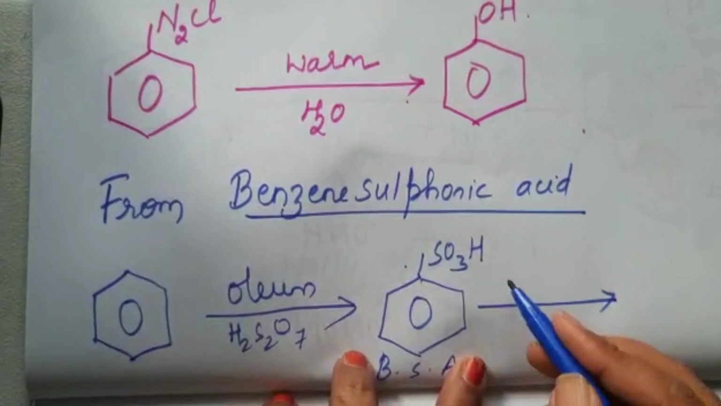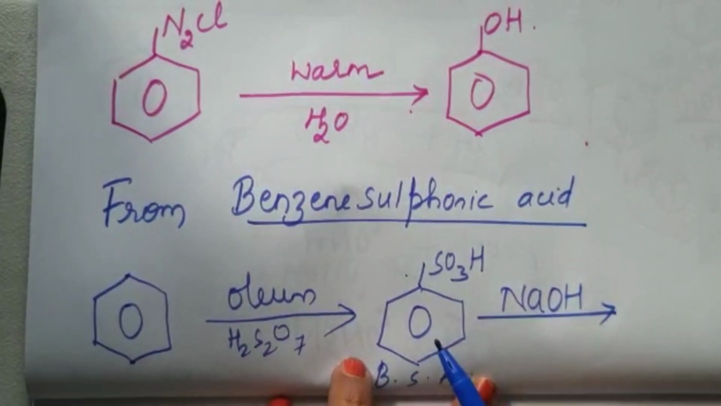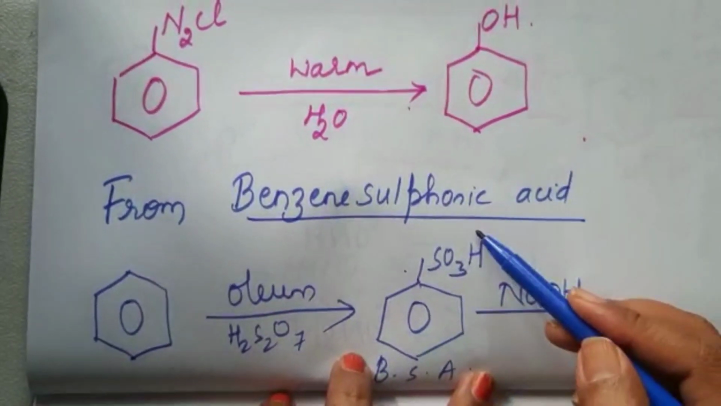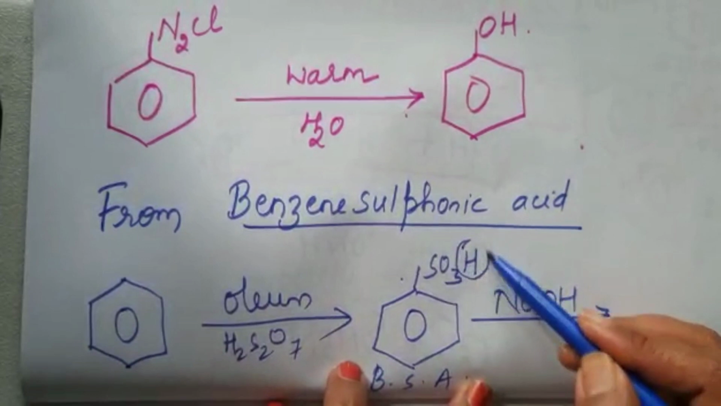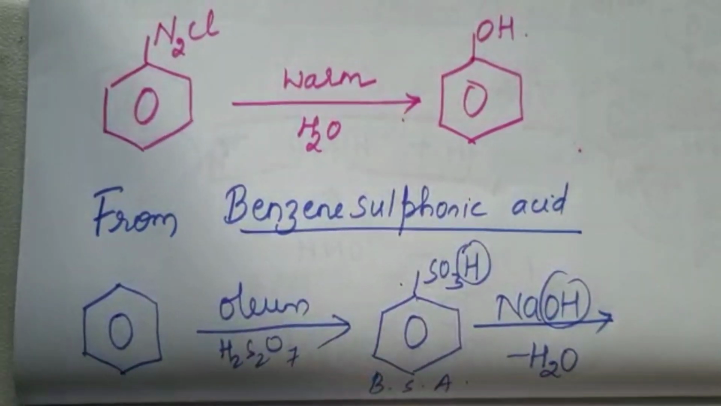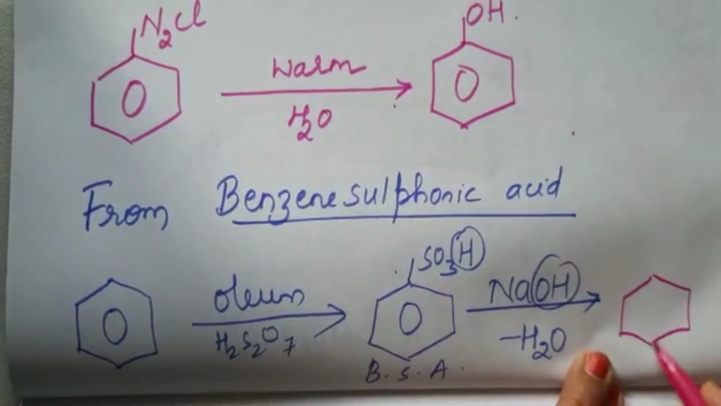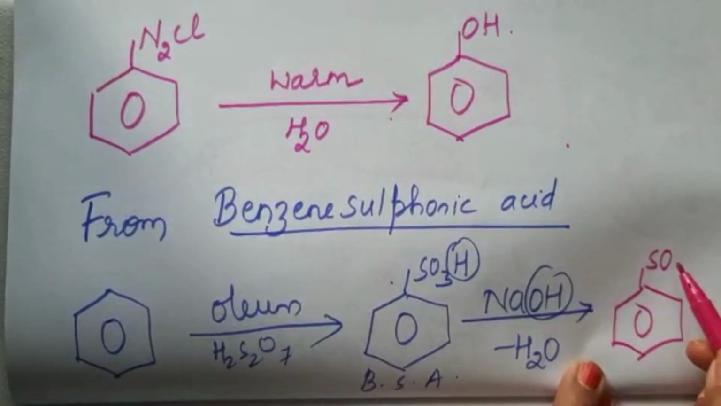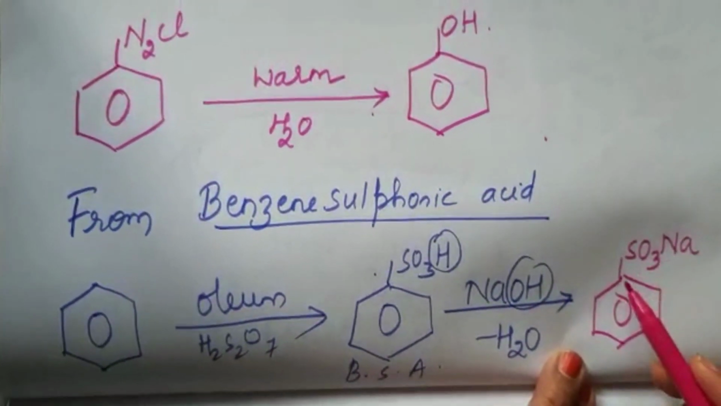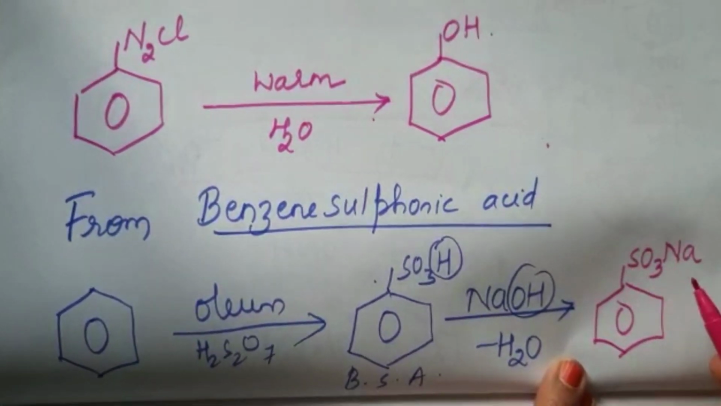Benzene sulfonic acid on reaction with NaOH, a strong base. This is an acid, this is a base. It is a simple acid base reaction. There is removal of water. So what do we get here? To the benzene ring, an SO3 group is attached, to which Na gets attached. Now what do I need inside here? An OH group. So I have to eliminate the whole of this.